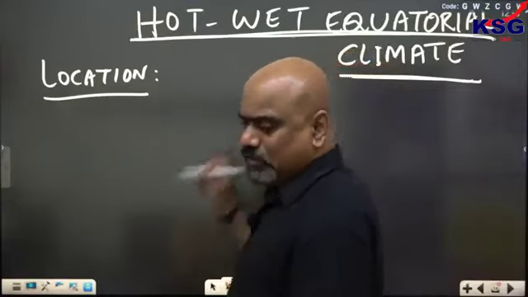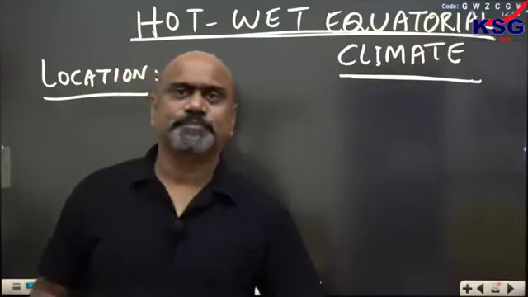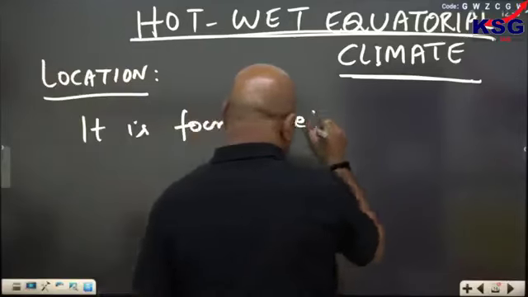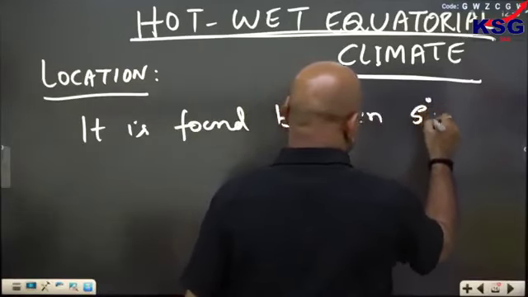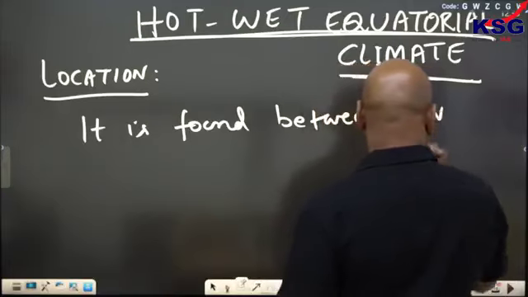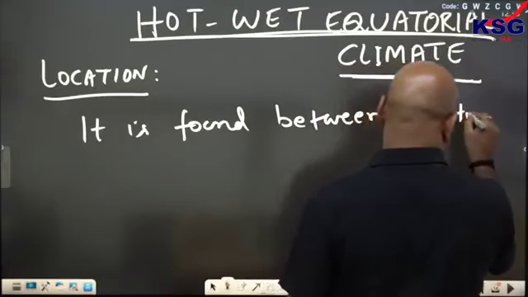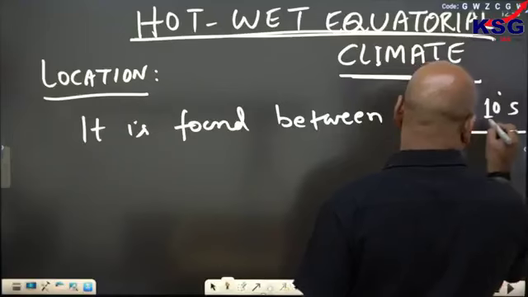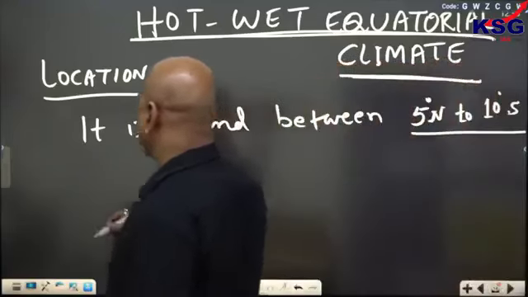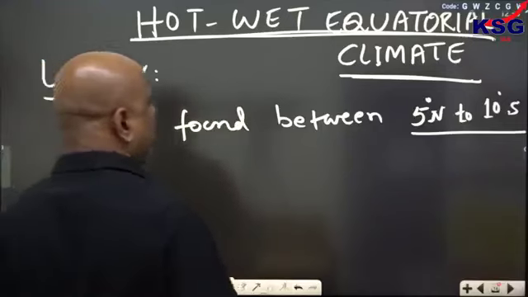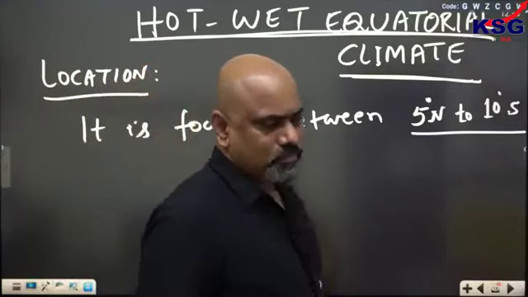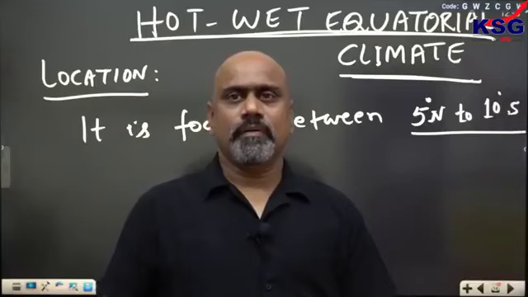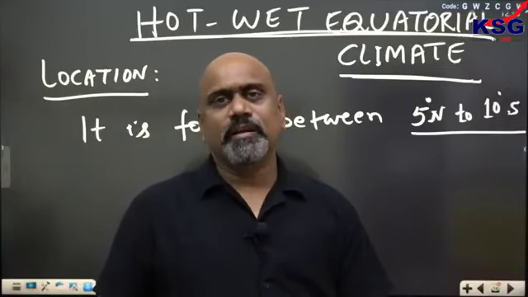If you see the hot wet equatorial climate, the first point here I will say is it is found between 5 degree north to 10 degree south.